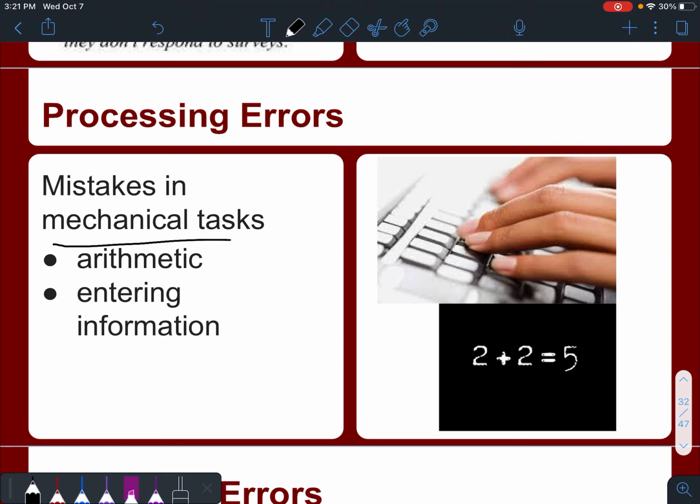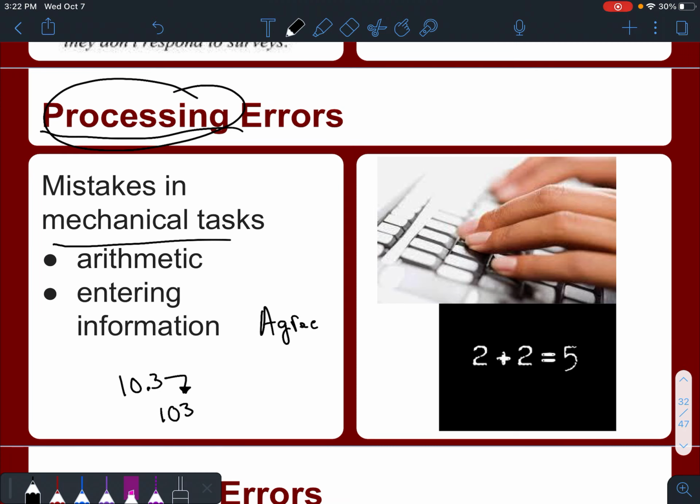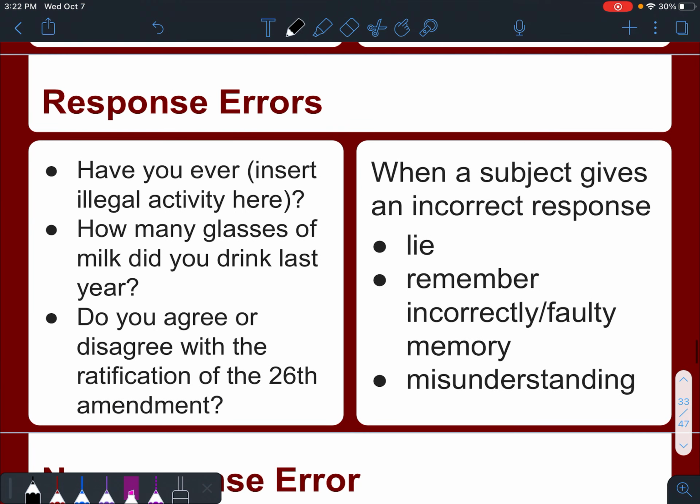Processing errors are the mechanical mistakes that happen. So whether it's arithmetic, entering information wrong, if you're gathering some information and it's 10.3 and you accidentally put in a 103 when you're typing in your data. So this is processing errors, a process of putting the data in. Or if somebody's taking a survey and says agree, and you accidentally select disagree, that would be a processing error.